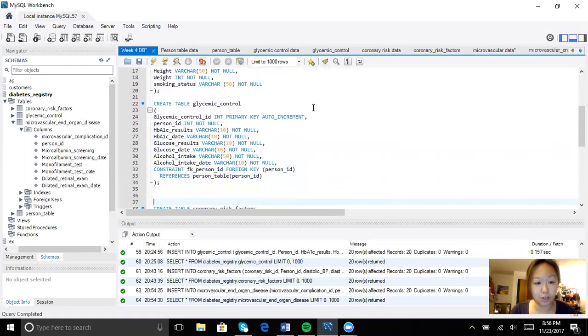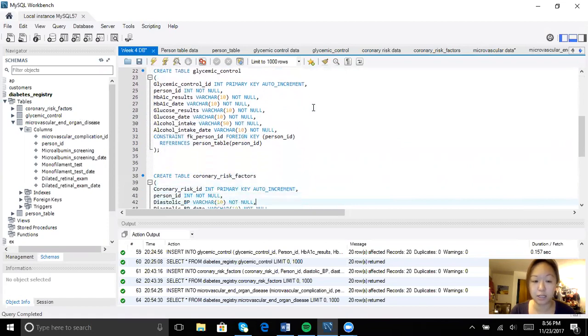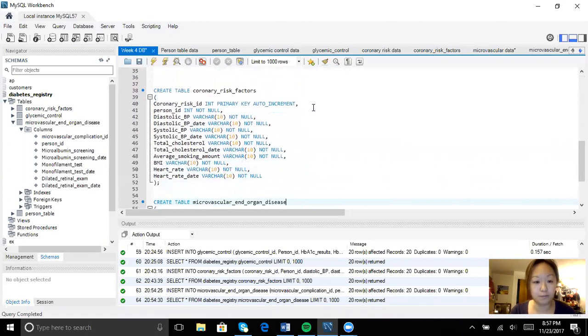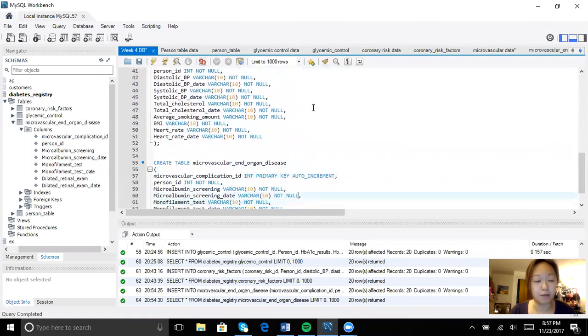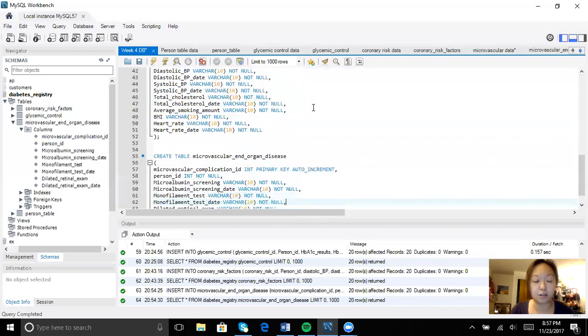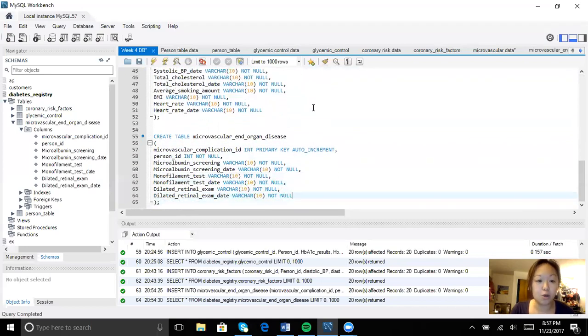which includes results from HbA1c results, glucose, alcohol intake, a coronary risk factors table, and let's go back. The coronary risk factors includes blood pressure, cholesterol, smoking, BMI, and heart rate, as well as a microvascular end organ disease, which includes microalbumin screening, monofilament test, and a dilated retinal exam for the eyes.